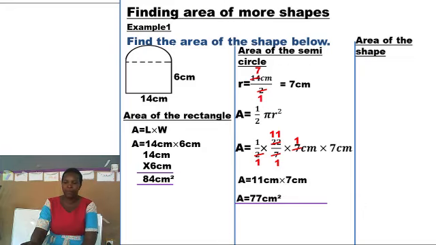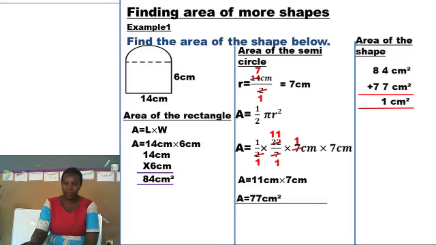Whereby area of the shape, we shall pick the area of the rectangle, which is 84 square centimeters, plus the area of the semicircle, which has been found as 77 square centimeters. We are going to sum up, whereby we shall have our answer in square centimeters. 7 plus 4 will come up with, yes, 7 plus 4 gives us 11. So whereby, my dear boys and girls, we shall maintain the units as square centimeters.